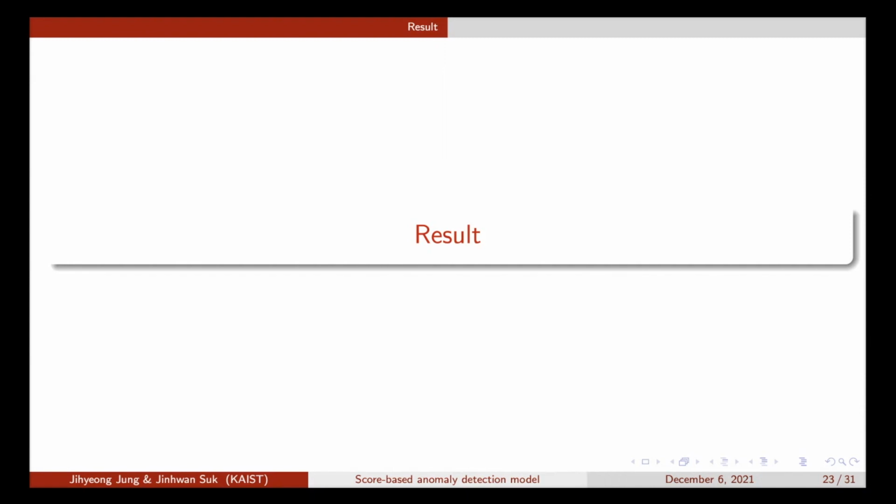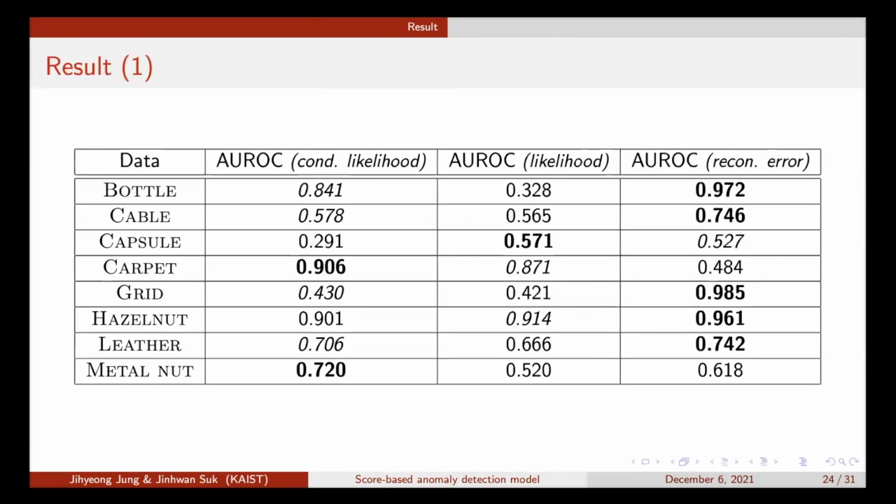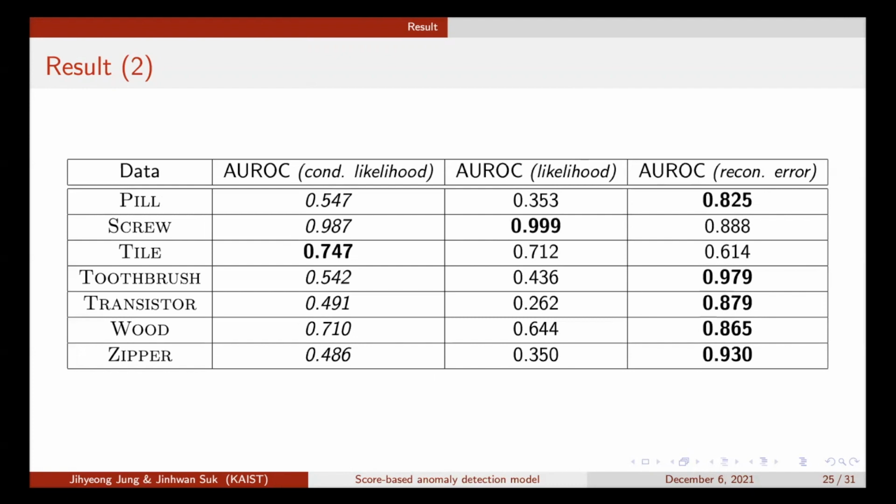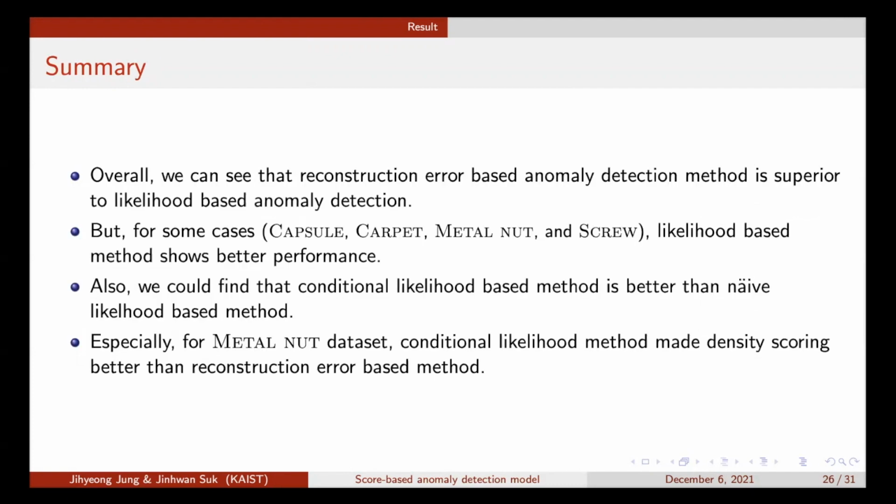This is our method's result. We evaluated our model based on the AUROC score. The first and second columns show the AUROC score based on likelihood scoring, and the third one shows the AUROC score based on reconstruction error scoring. Overall, we can see that the reconstruction error based anomaly detection method is superior to likelihood-based anomaly detection. But for some cases, likelihood-based methods show better performance. Also, we could find that the conditional likelihood-based method is better than the naive likelihood-based method. Especially for the metal nut dataset, the conditional likelihood method made density scoring better than the reconstruction error-based method.